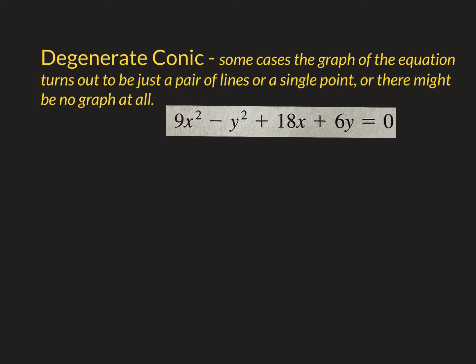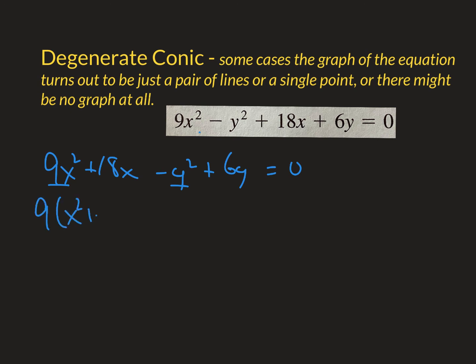Okay, a degenerate conic. In some cases, the graph of the equation turns out to be just a pair of lines or a single point, or there might not be a graph at all. Okay, and this is one right here. I'm going to show you what a degenerate one looks like, so you'll have an idea. I'm going to do the same thing I've been doing. I'm going to put my x's together, 9x squared plus 18x, and I'm also going to put my y's together. At first, it looks an awful lot like it's going to be a hyperbola because I have both squares and I have a minus sign. So let's just check it out.